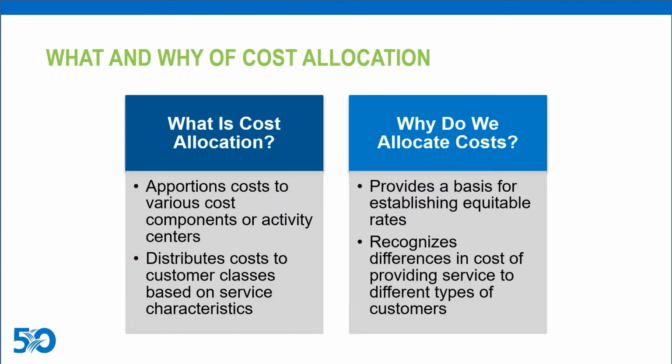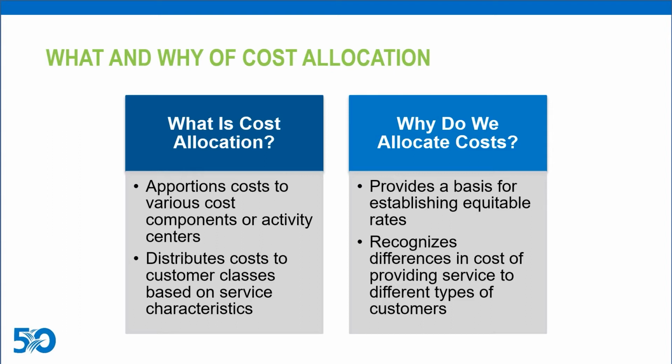To provide some context, I'd like to describe what cost allocation is and why it is important. Cost allocation is the analytical process of apportioning costs to various cost components or activity centers. This process distributes costs to customer groups or customer classes based on service characteristics. And why is this important? The reason we go through this process to perform studies like this and allocate costs is to provide a basis for an equitable rate structure.